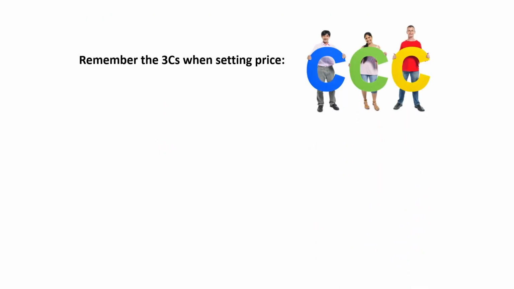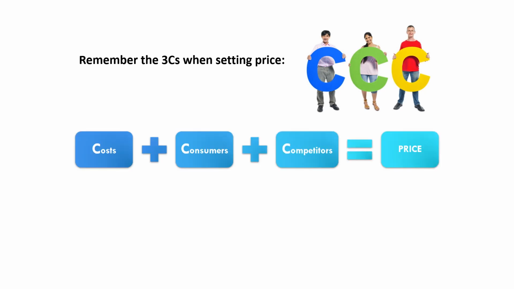So, when businesses set prices, it's always good to remember the 3 C's that might have influenced them. And by that, we mean costs, consumers, and competitors. How much did it cost? What is the nature of the consumer? What is my level of competition? And when I take these factors into account, I can come up with the price.